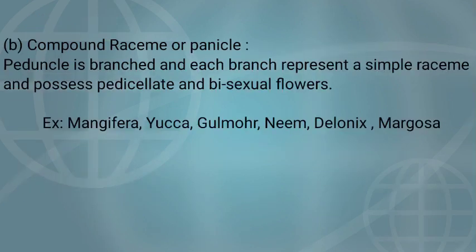The second one, compound raceme or panicle. So, compound raceme is also called panicle. In this, the peduncle is branched and each branch represents a simple raceme and possesses pedicellate and bisexual flowers. Example: Mangifera indica (mango), yucca, gulmohar, neem, Delonix, margosa.